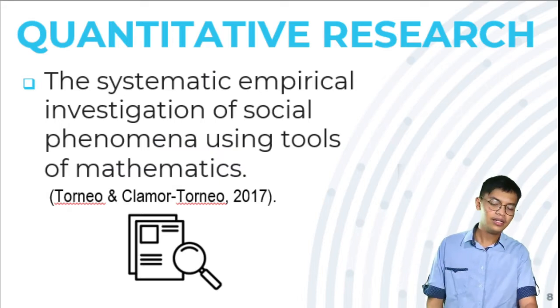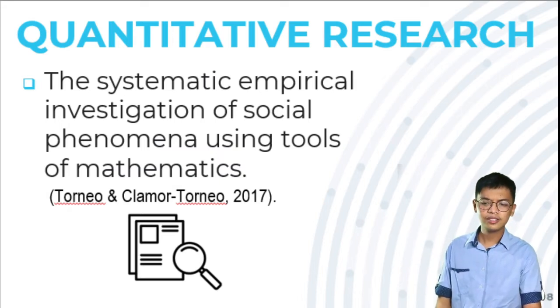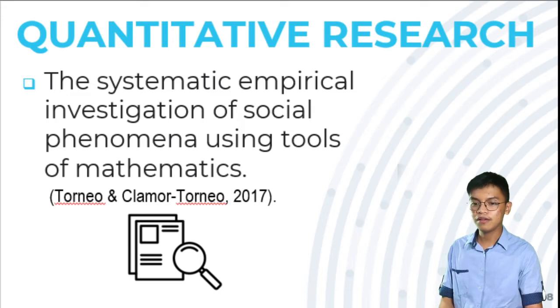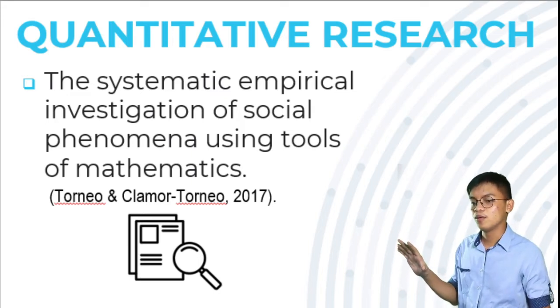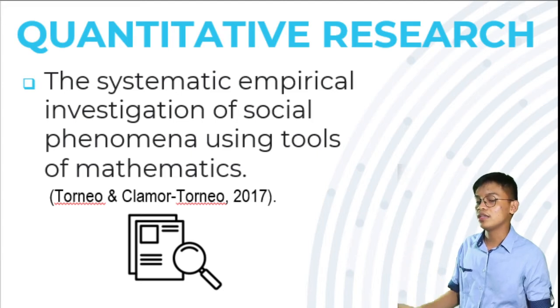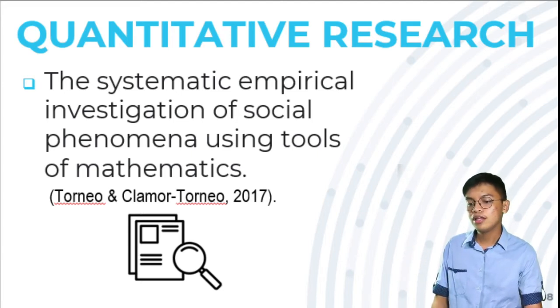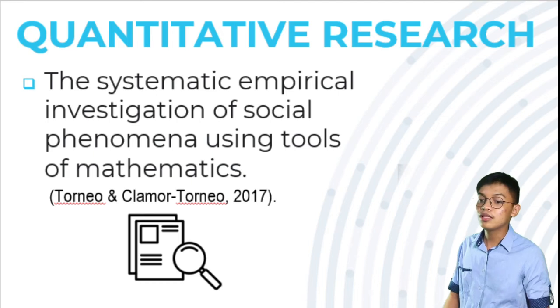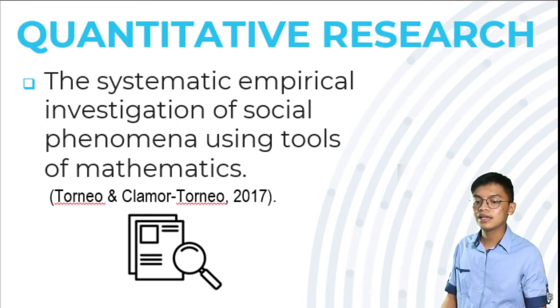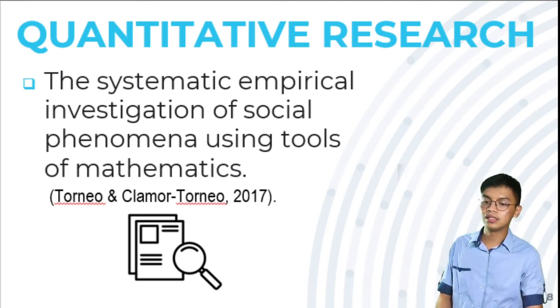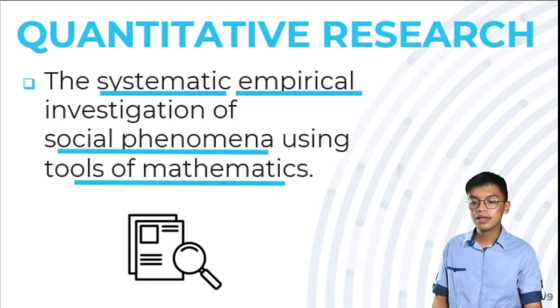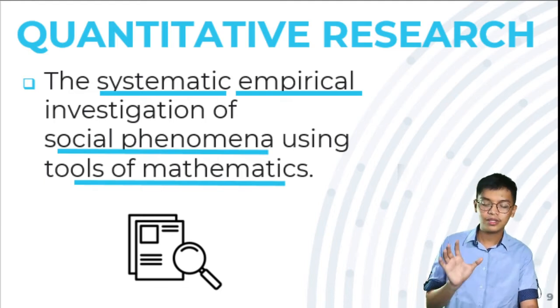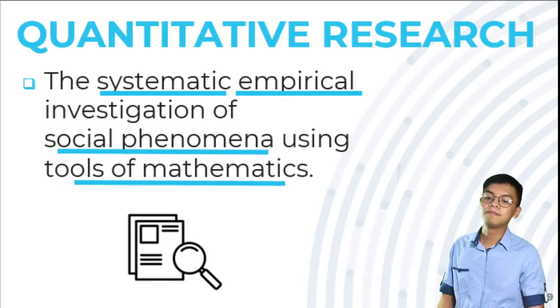So to be more technical, this is a definition given by Tornillo and Clamor Tornillo. I find this very concise and at the same time effective when it comes to defining what quantitative research is. So Tornillo and Clamor Tornillo said that quantitative research is a systematic empirical investigation of social phenomena using tools of mathematics. So let's try to chunk it so that we can better digest that definition.